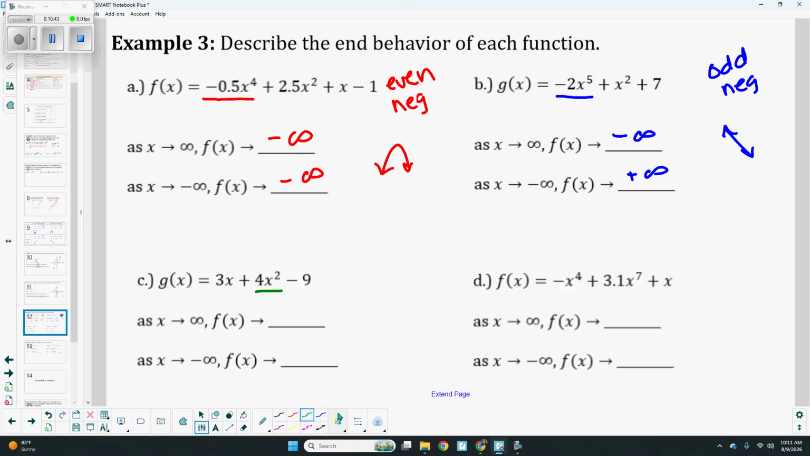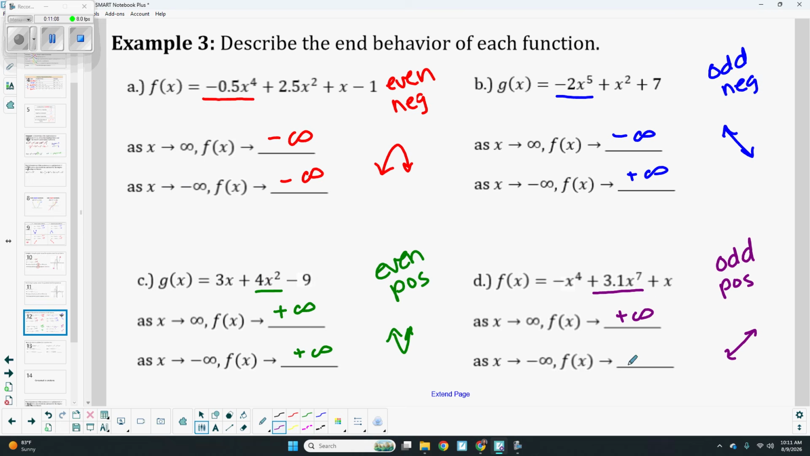Here, not in standard form, my highest power is 2, so that is even, and the 4 is positive. So this is going to be going up, up. Positive and positive. And my last one, again not in standard form, my highest power is 7, so 7 is an odd number, and this is a positive 3.1. So that's going to go up from left to right. On the right side, it's positive. The other side is the opposite, it's negative.